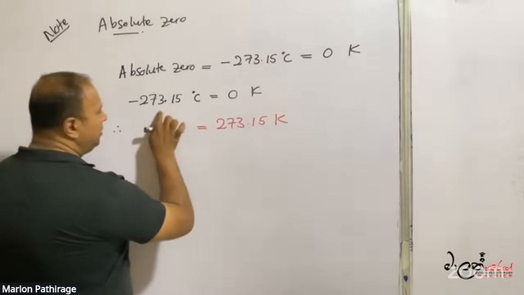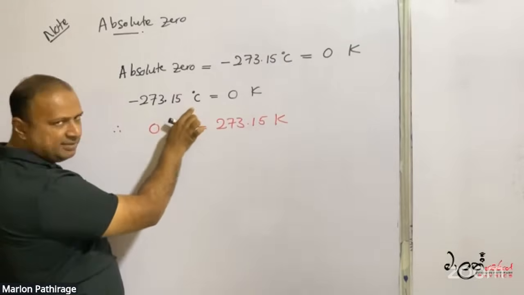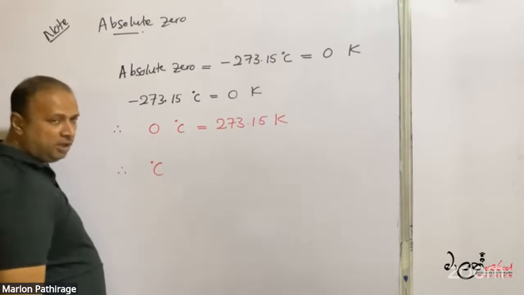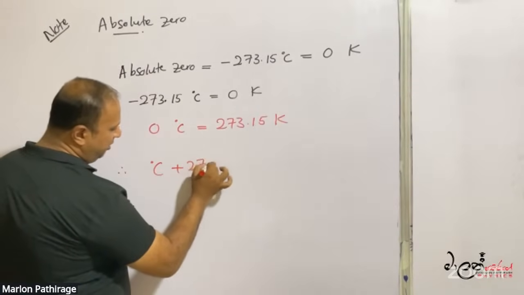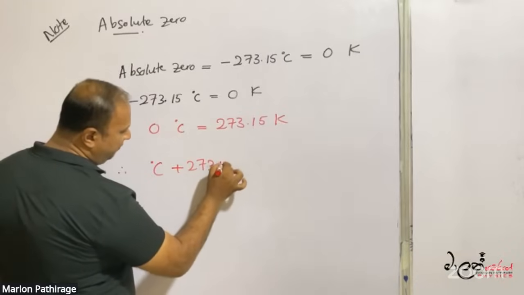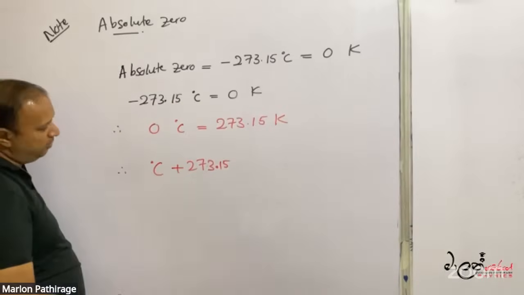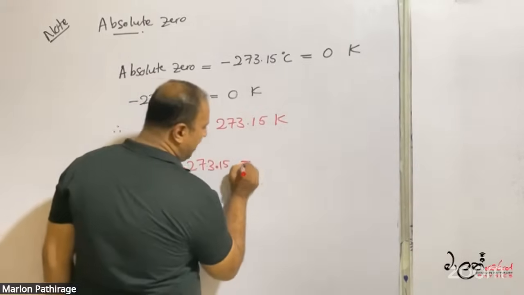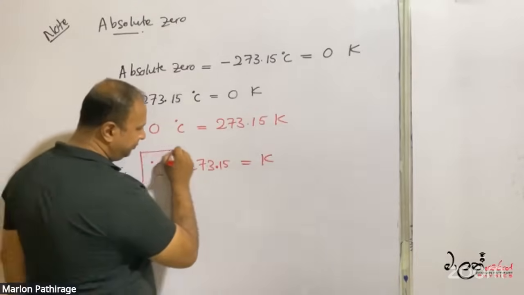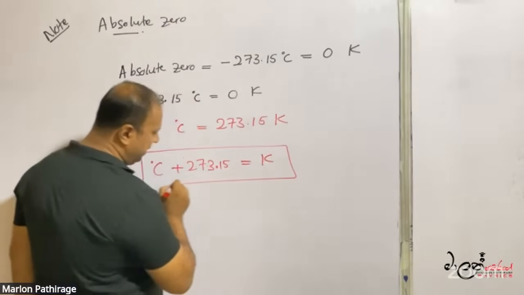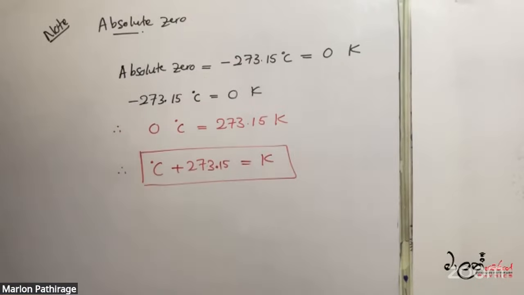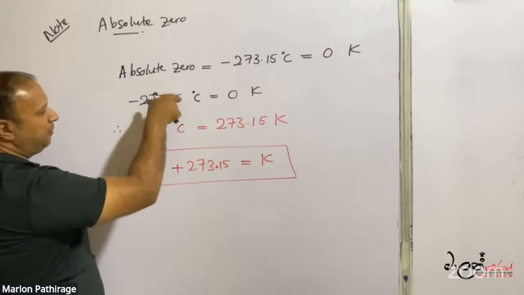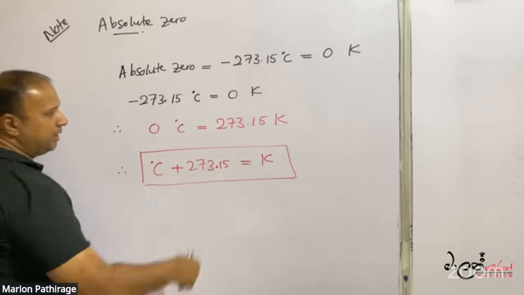Therefore, if you add 273.15, or approximately 273, to the Celsius scale, you will have the Kelvin scale.